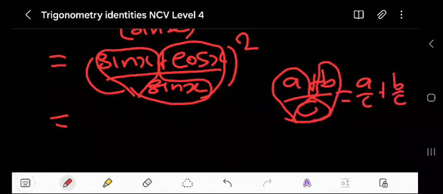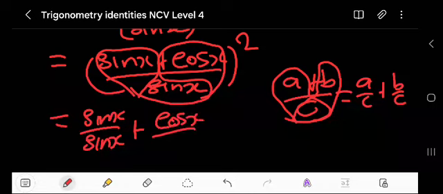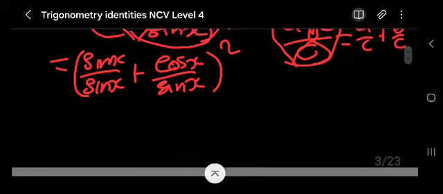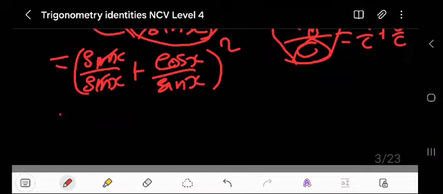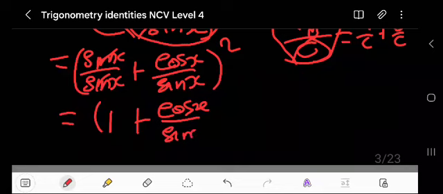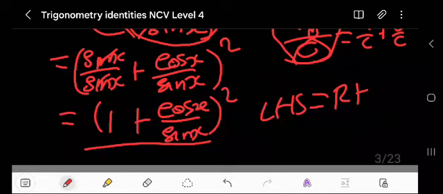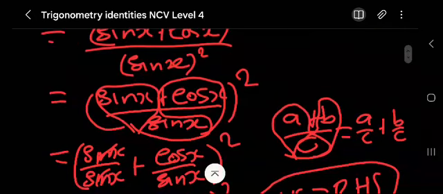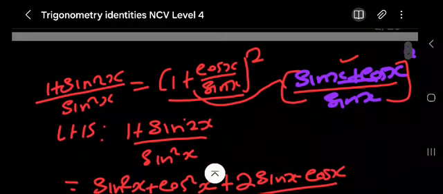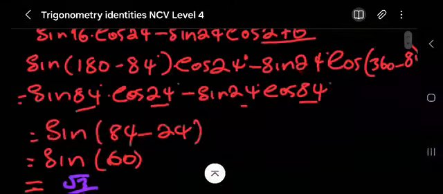You can use that, here it will be sine x over sine x plus cos x over sine x, but we have this all squared, right? Then we know this will be 1, so we'll have 1 plus cos x over sine x. So yeah, the left hand side is equal to the right hand side, as you can see here. We're done proving this.